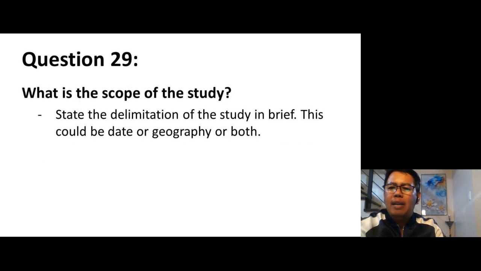Next, number 29, what is the scope of the study? It's so easy, okay? I know you know the answer for this one. So state the delimitation of the study in brief. This can be date or geography or both, it depends, okay? So you can do it. I know you can ace this question.